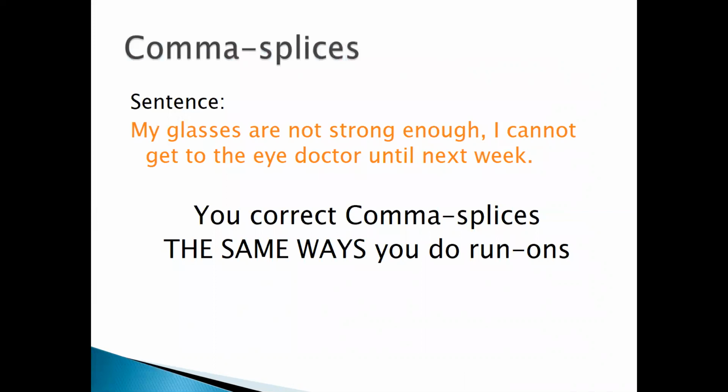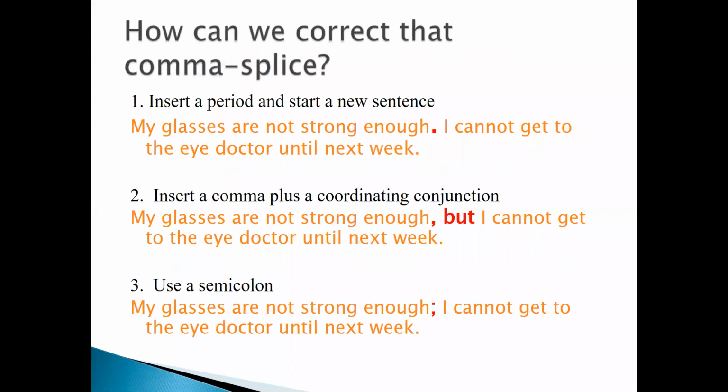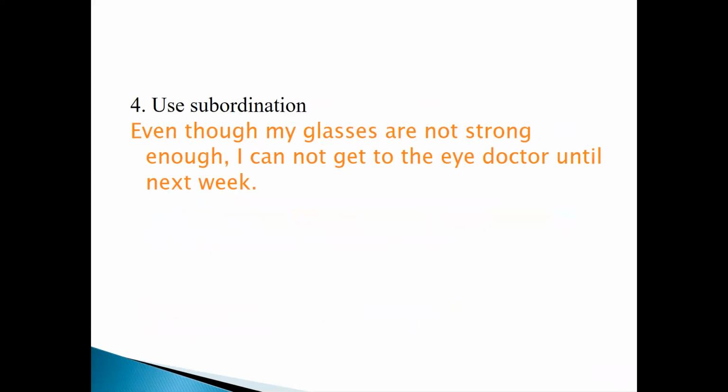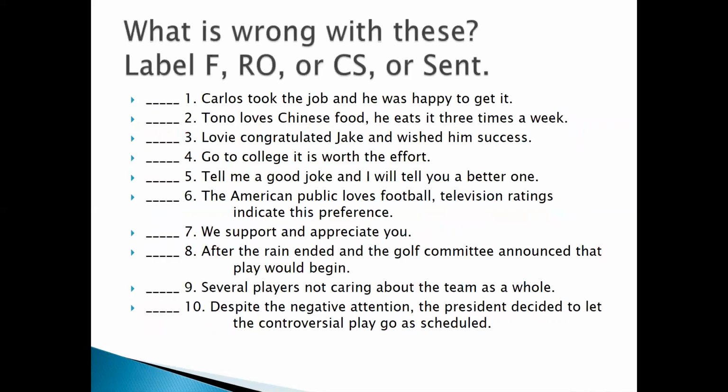How do I fix a run-on and a comma splice? The same way. My glasses are not strong enough, period. I cannot get to the eye doctor until next week. My glasses are not strong enough, comma, but, coordinated conjunction. Use a semicolon or use subordination. Even though my glasses are not strong enough, comma, I cannot get to the eye doctor until next week. That is not a comma splice. That is just a real good sentence because the first part is a dependent clause and the second part is an independent clause.